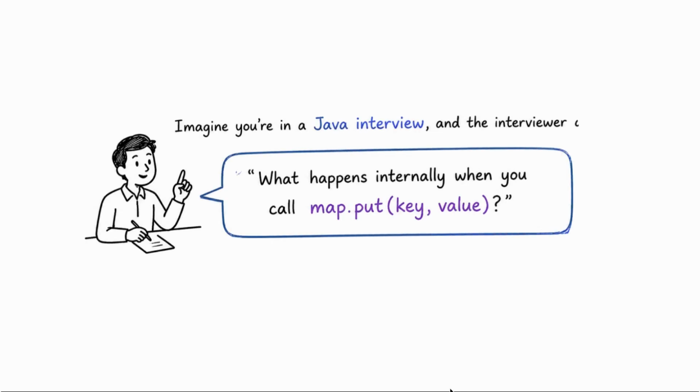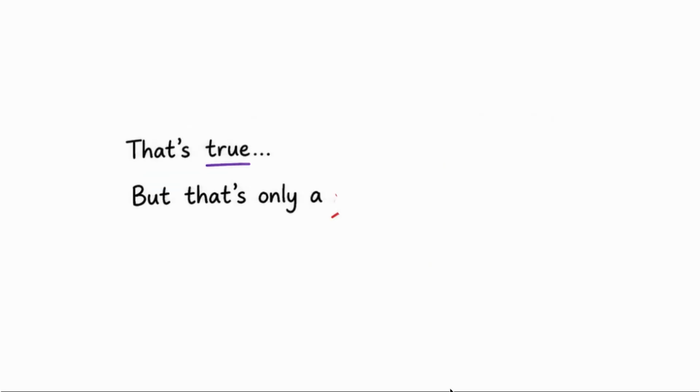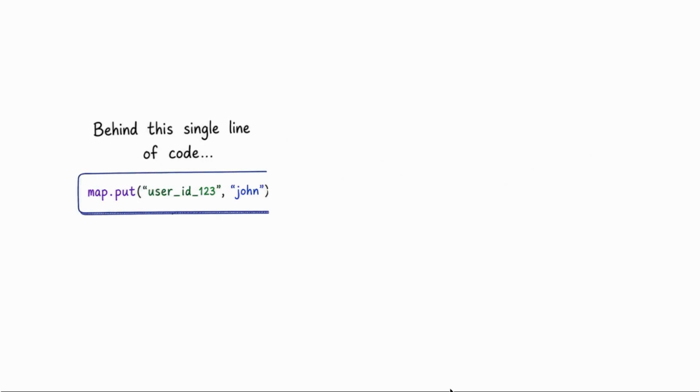Imagine you are in a Java interview and the interviewer asks what happens internally when you call map.put. I have seen most of the candidates simply say HashMap calculates the hash and stores the value. That's true. That's absolutely true. But that's only a small part of the story. Behind the single line of code, HashMap internally performs a lot of work.